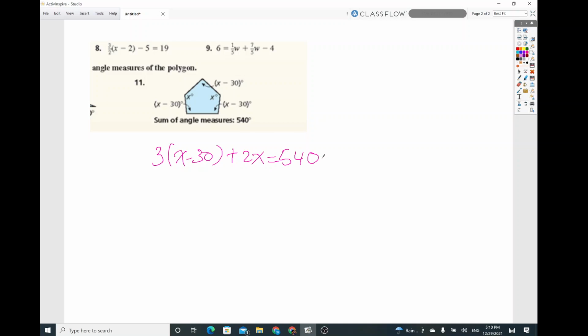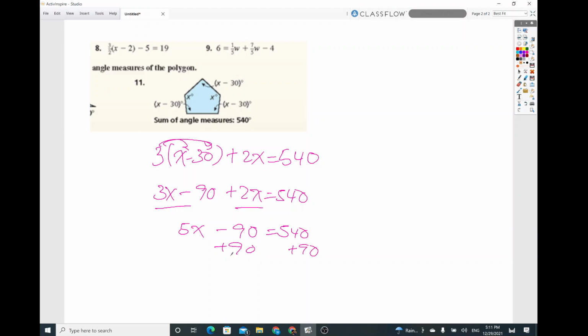And now from here, we want to solve the multiple step equation. So first thing that I want to do, distribute. There's no fraction here, so we can distribute, because that is easier. So 3x minus 90 plus 2x equals 540. And then 3x, 2x, the like terms, combine them. So we got 5x minus 90 equals 540. So find out the operation. So subtraction, we want to get the inverse operation. So add 90 on both sides. So we got 5x equals 540 plus 90, which is 630.